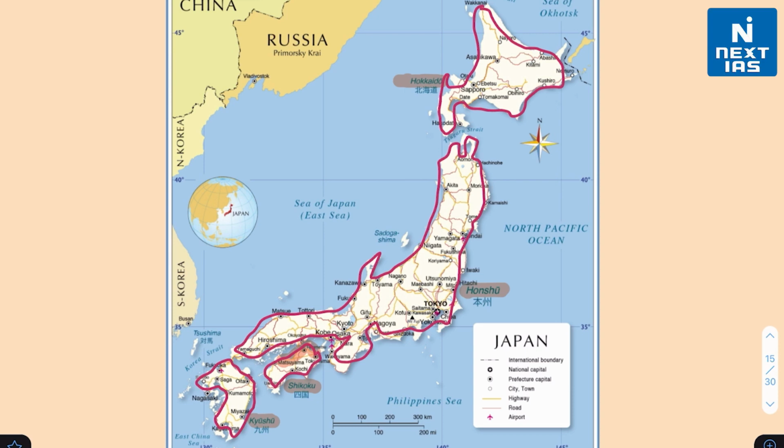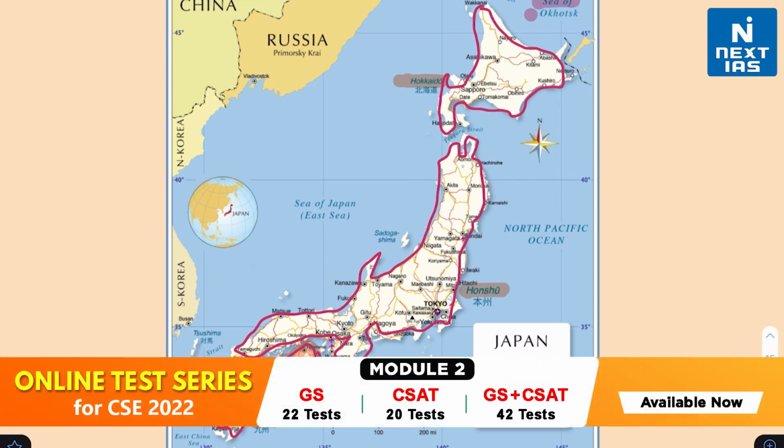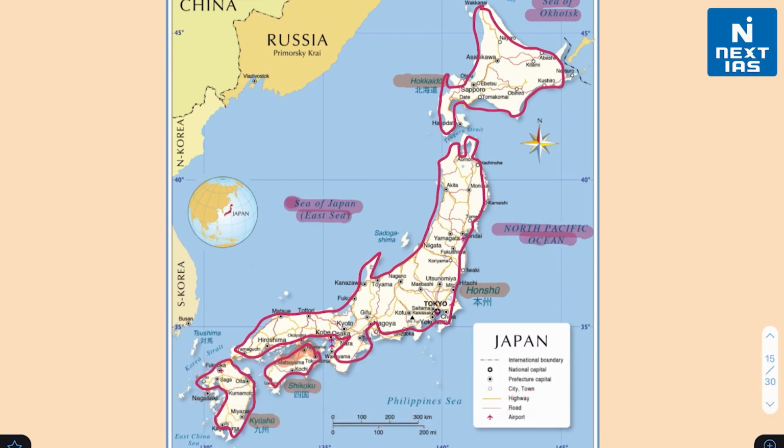Now in addition, here we have a sea named the Sea of Okhotsk. Here we have the Northern Pacific Ocean. Here we have the Sea of Japan, which is also known as the East Sea.